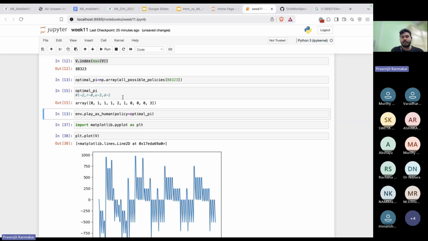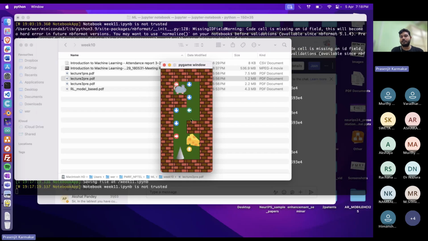You can also print this policy, or overlay it on top of the GUI. So let's see. Yeah, this is my optimal policy. Now see how it is optimal. From the first state we take right, then down, down, left, down, down, right. And if I am spawned here, then my move is up. You got the thing, right?